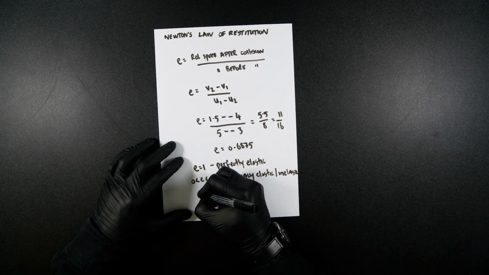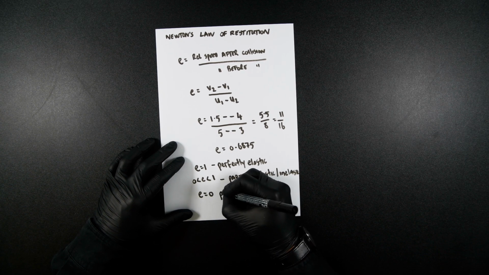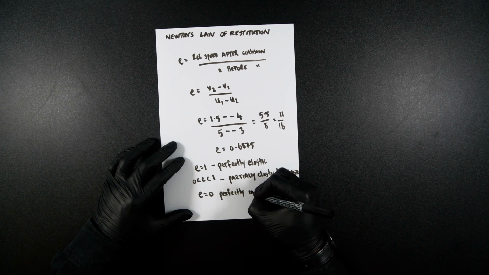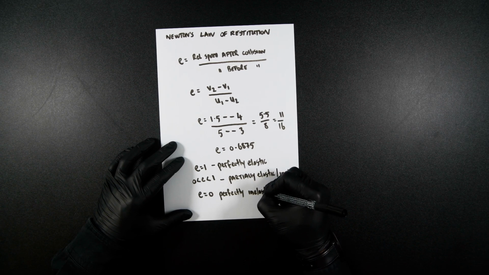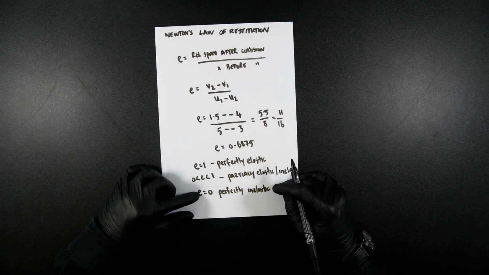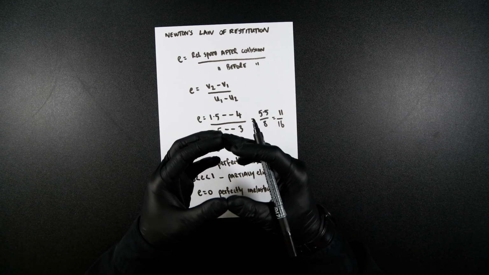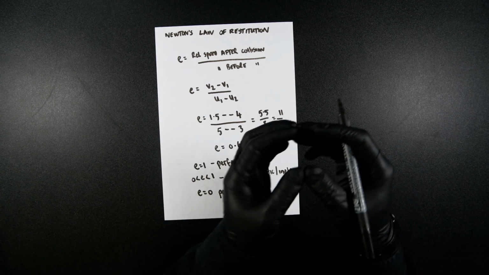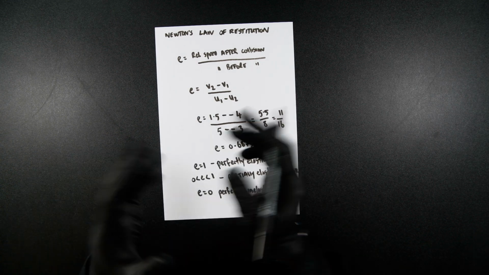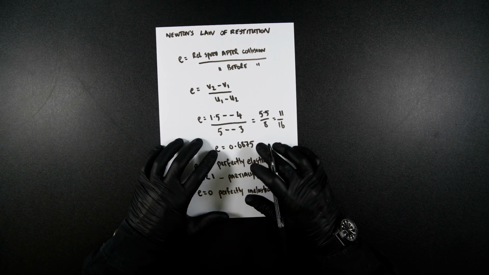But what if E equals 0? This is perfectly inelastic. So this means if E equals 0, both the bodies have stuck together after the impact and moved in some direction or remained stationary or gone left or right or whatever. So that is what this E number tells us.